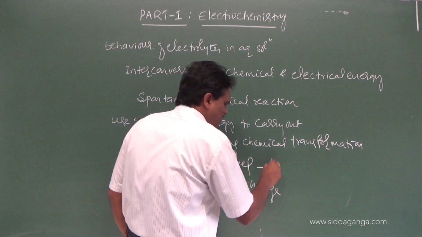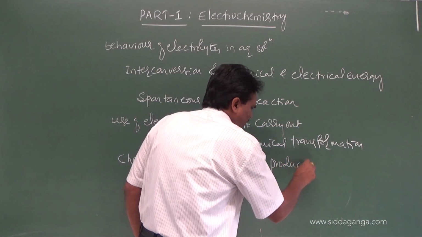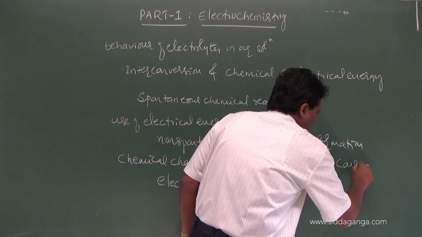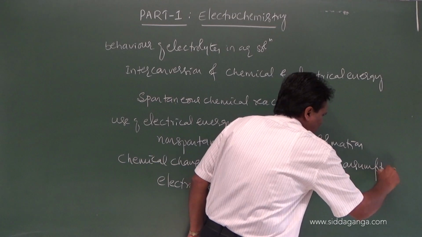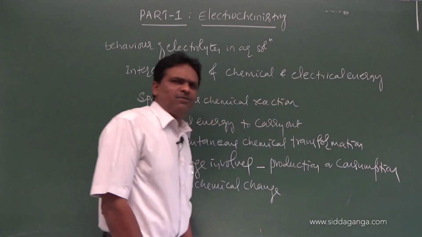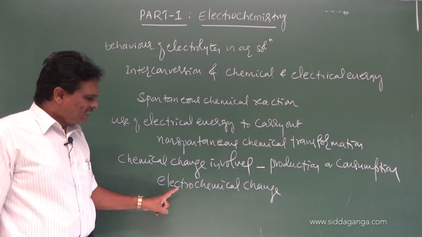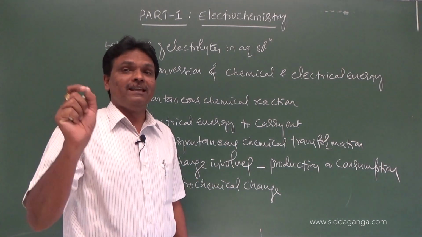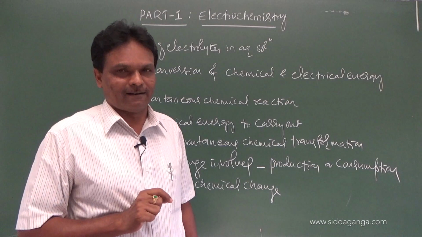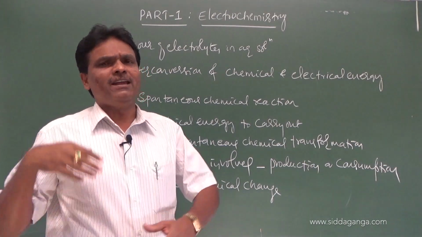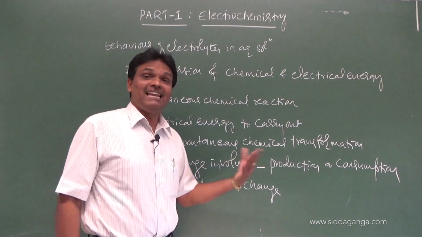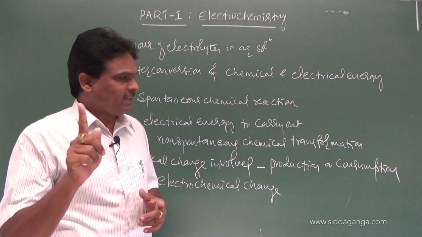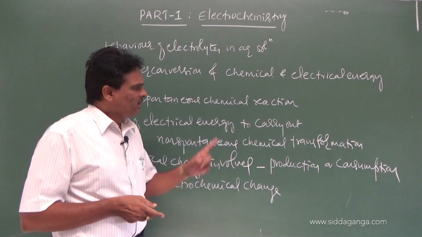So it involves production or consumption of electricity, that is called electrochemical change. What is meant by electrochemical change, then what is meant by electrochemical cells? What is meant by electrochemical cells? So remember these two points correctly here.